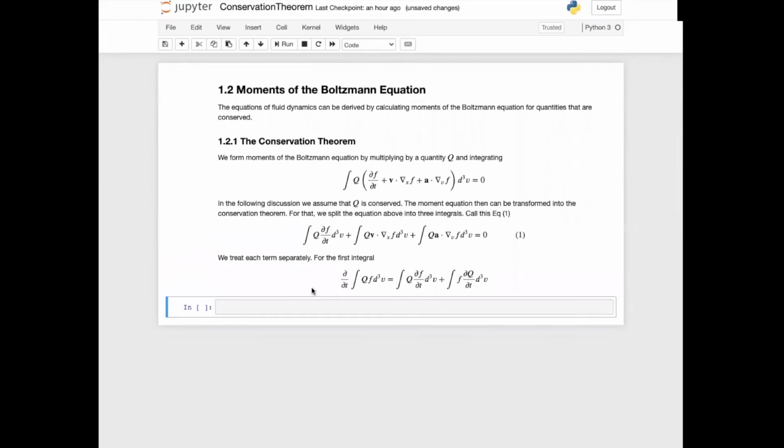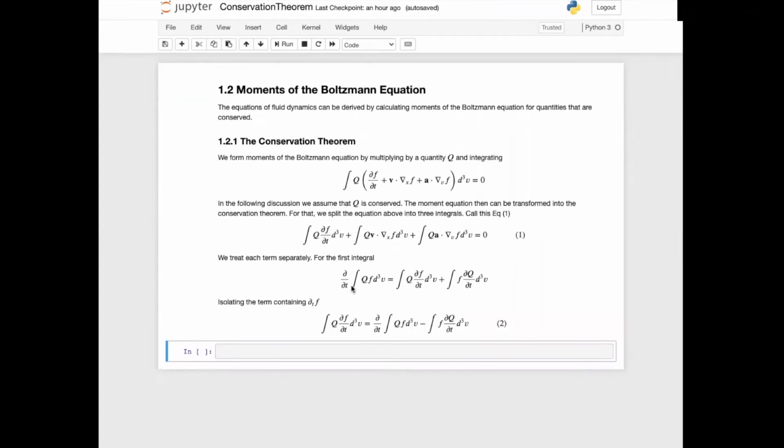For the first integral, what we have here is a time derivative. We can use integration by parts and say that the time derivative of the integrand, applying the product rule, is going to give us these two integrals. The integral that we want is this one here, the first on the right-hand side. So let's isolate it. Now we have the first term in terms of these two other terms. Let's call this equation 2 and save it.